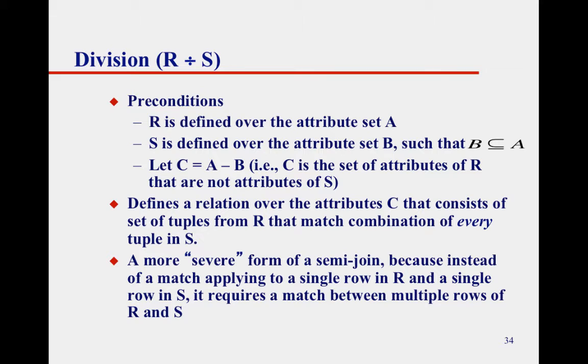There's a number of preconditions on set division. It says S is defined over the attribute set B such that B is a subset of A, but it doesn't make sense for it to be anything other than a proper subset, because if B is equal to A, you can have nothing in the quotient. So the book says it that way, but I really say it has to be a proper subset. So there's at least one attribute in this set C. If B could equal A, C would be the empty set, and set division really wouldn't make sense.